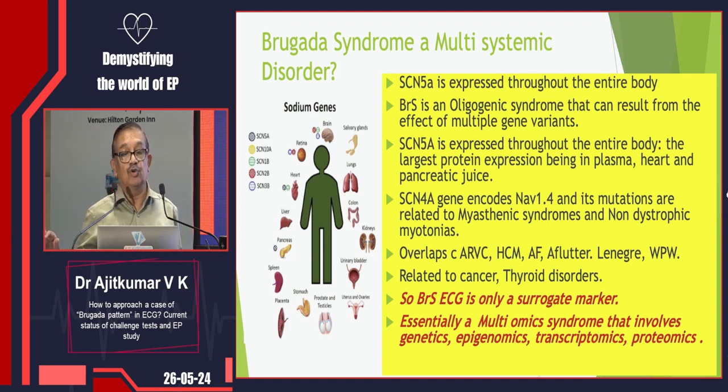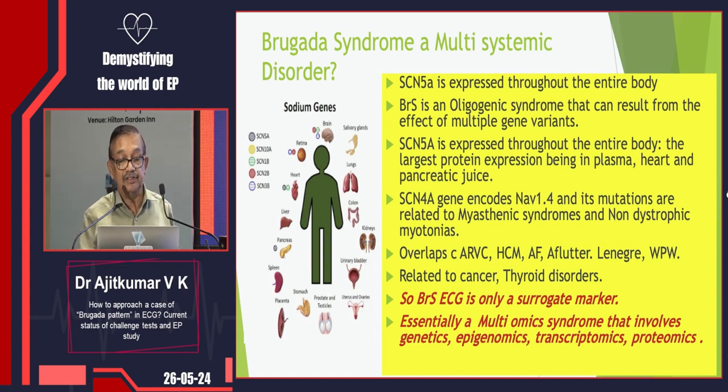Now, is Brugada syndrome a multisystemic disorder? SCN5A is expressed throughout the entire body. And mind you, it is an oligogenic syndrome that can result from the effect of multiple gene variants. Interestingly, SCN5A is expressed throughout the entire body, the largest protein expression being in plasma, heart, and pancreatic juice. SCN4A gene encodes for Na 1.4, its mutations are related to myasthenic syndromes, non-dystrophic myotonias.